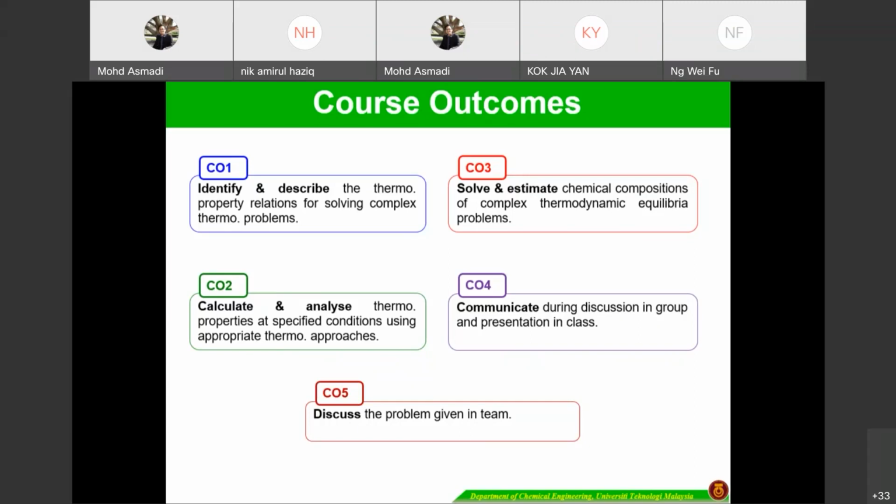CO4 and CO5 are about communication during group discussion and discussing the problems given in a team. This one is more related to the assignment. I just want to inform you that the assignment must be submitted individually through the e-learning, before the deadline.